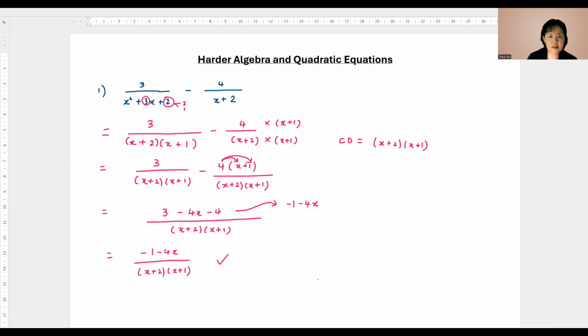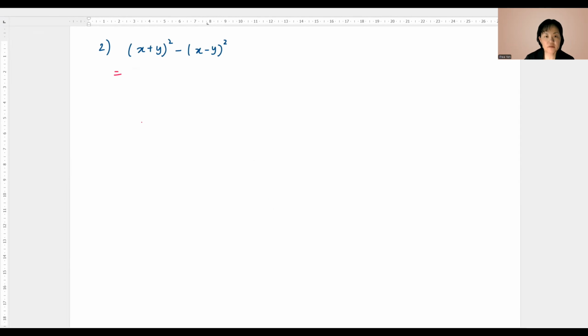So that's my answer. Question 2, I need to simplify this expression. If you look at this one, it looks like a difference of two squares, doesn't it? So what I'm going to do is put that into the format x plus y plus x minus y. That's my first one. And then I will take away x plus y minus x minus y. So that's the second part.